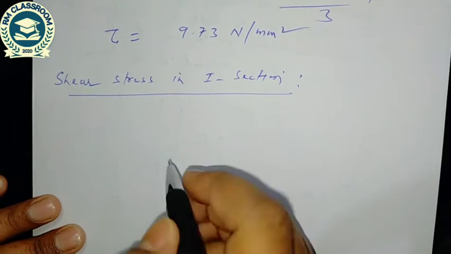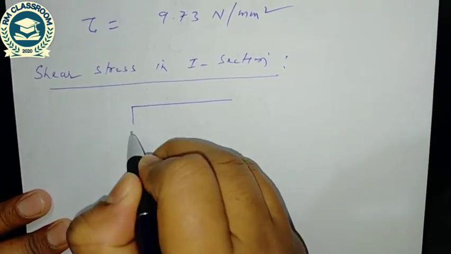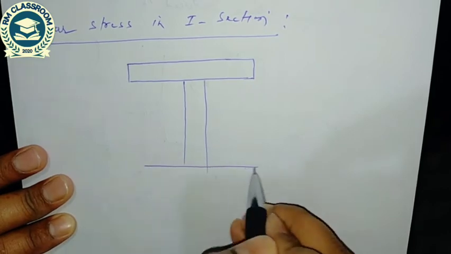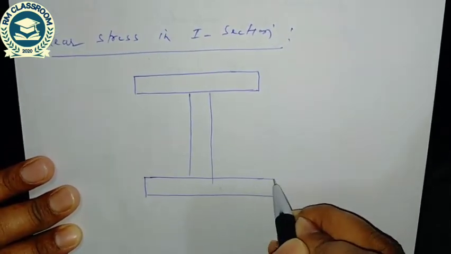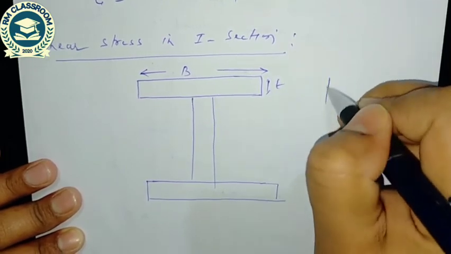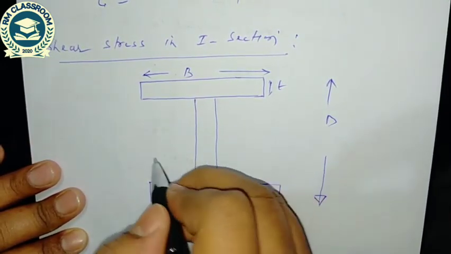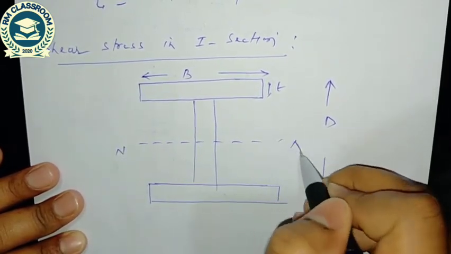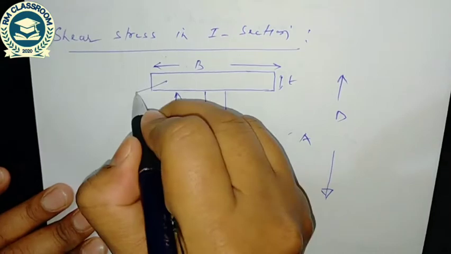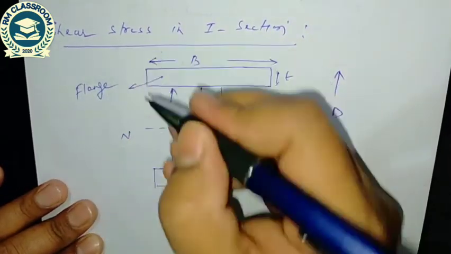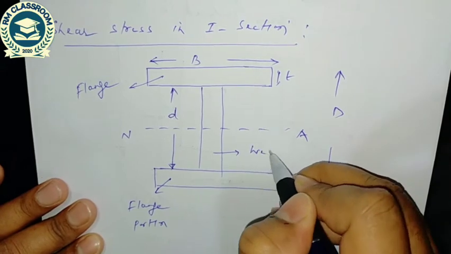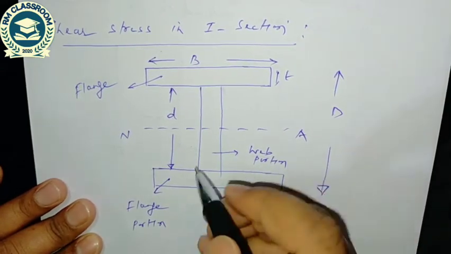So, shear stress in the I section. Let us assume this is the I section. The overall depth of the I section is capital D, and this is the neutral axis, and the depth of web is small d. In the I section, this portion is known as the flange portion, this is also the flange portion, and this portion is known as the web portion.